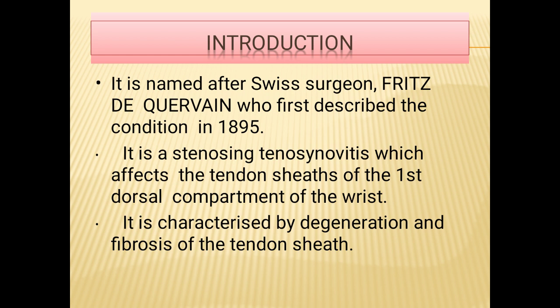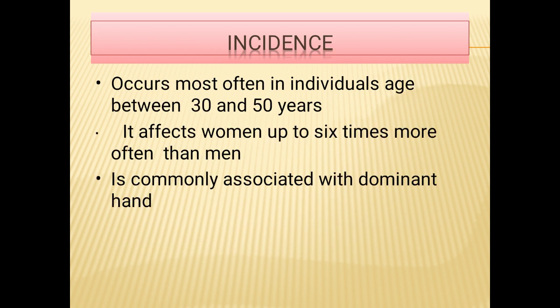So it is characterized by the degeneration and fibrosis of the tendon sheath. Whenever inflammation occurs, it is usually followed by degeneration and fibrosis. Talking of the incidence, it occurs most often in individuals aged between 30 and 50 years, and it affects females more than males. It's commonly associated with the dominant hand. If the person has the right hand as the dominant hand, it usually affects the right wrist.